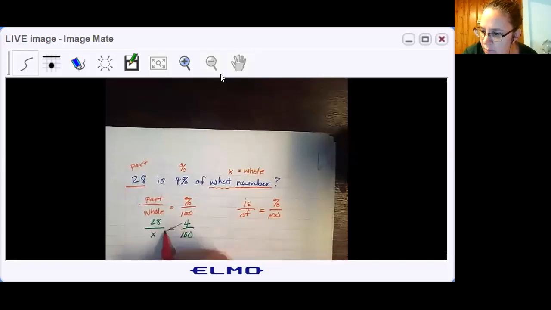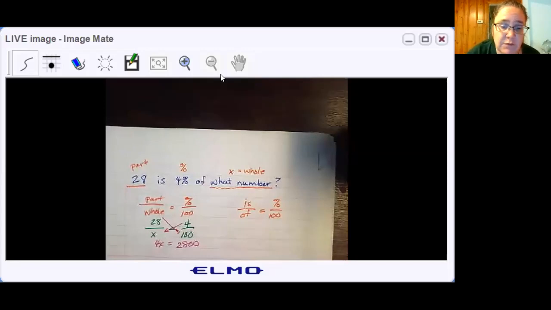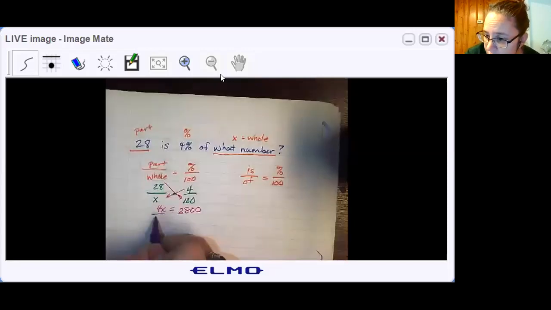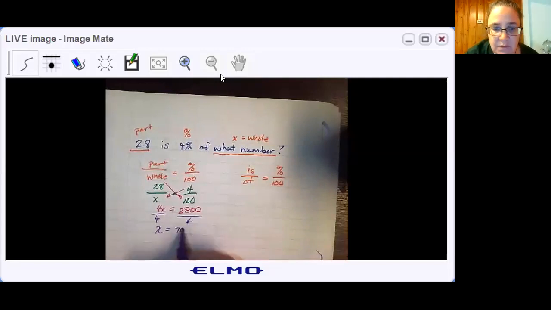4 times x is 4x. 28 times 100 is 2,800. Now I want the x by itself. So I'm going to divide both sides by whatever's in front of x. So I'm going to divide both sides by 4. And I'm going to have x equals 4 goes into 28 7 times evenly. That was the 2 zeros behind. 700. So 28 is 4% of 700.